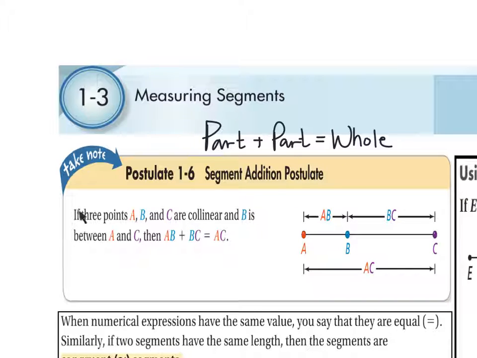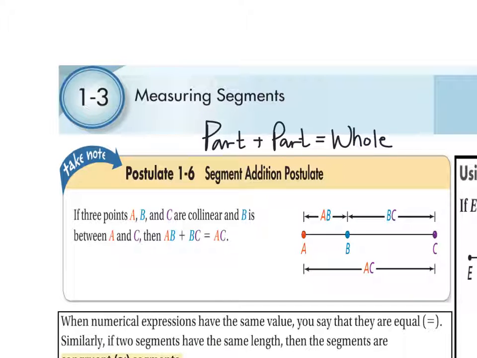It says here, if 3 points A, B, and C are collinear, if you remember in your vocabulary, collinear means that those 3 points, A, B, and C, are on the same line. Okay, and B is between A and C. Okay, so B is between the points A and C. Then segment AB plus segment BC is equal to the distance of segment AC.